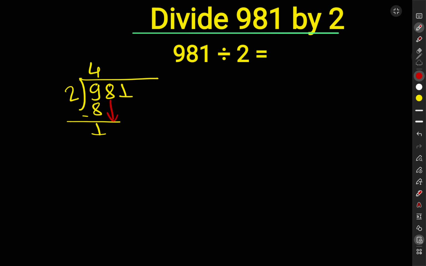So now we put down this 8 and it is 18. So 2 times 9 is 18. On subtracting we get 0.